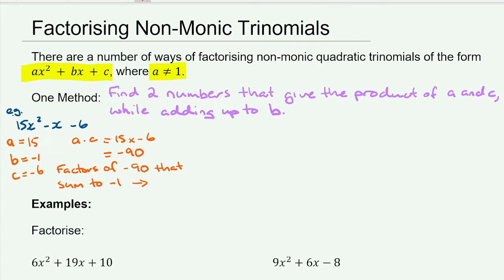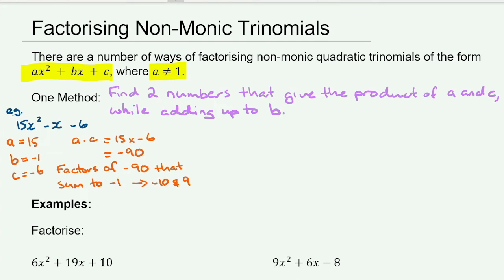So let's look at those other factors, and I'm going to find minus 10 and 9, because if I take minus 10 and multiply that by positive 9, I'm going to get minus 90. If I take that minus 10 and add 9, I'm going to get minus 1. Okay, so we're going to use those factors.